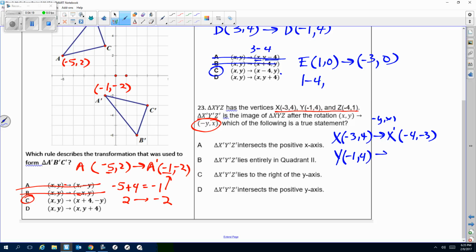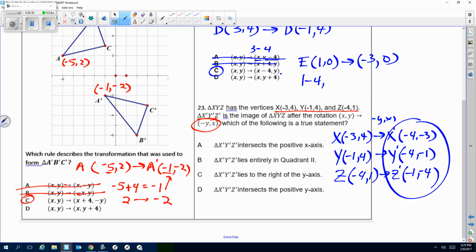Negative 1, 4, we switch them, change the y coordinate. So this becomes negative 4, negative 1. Do that for z, negative 4, 1, switch the y coordinate, negative 1, negative 4. So here is our new image, our new points. And now think about where that would be.